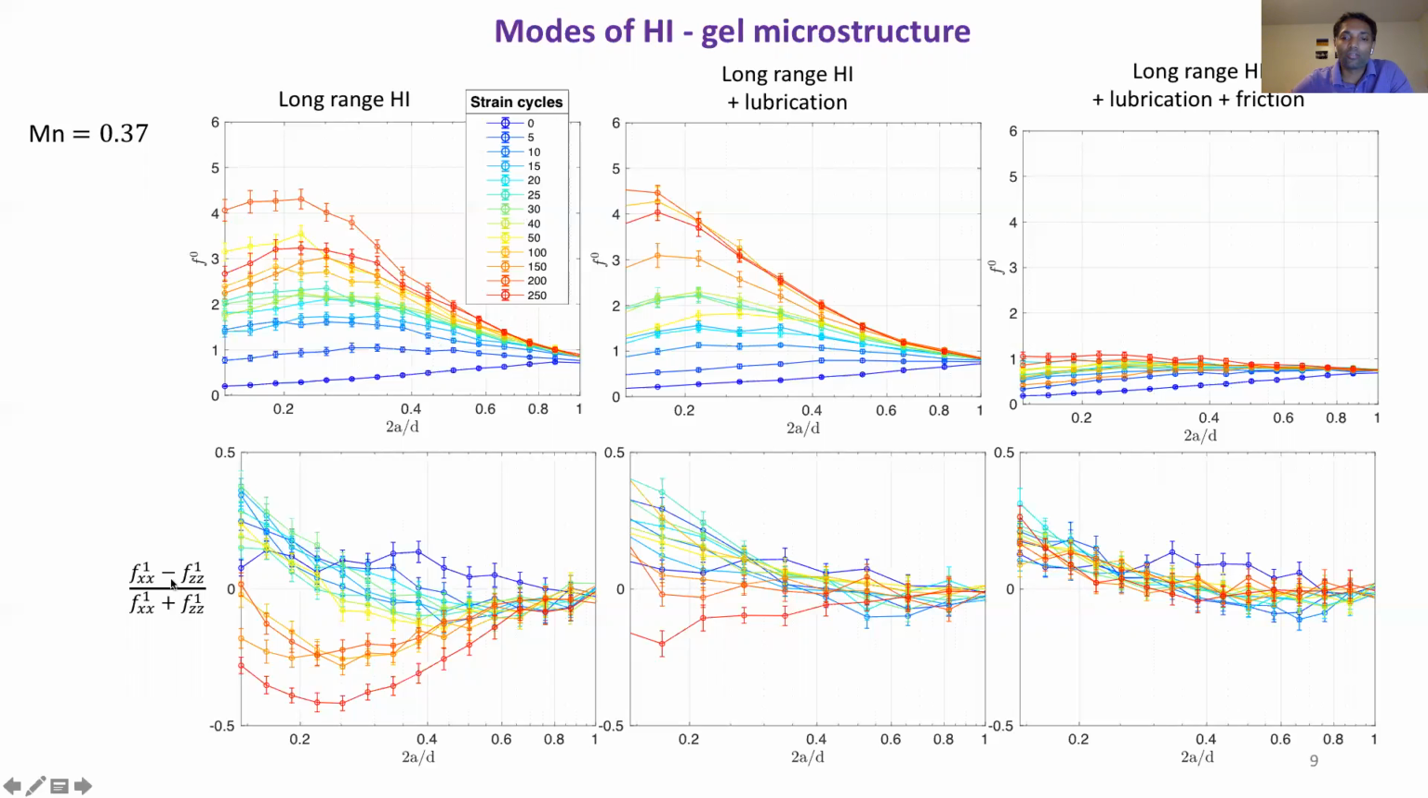Now let's look at the anisotropy factor. The gels from the lubrication module and the friction module show zero anisotropy, indicating that the presence of short-range hydrodynamics produces more symmetric gels. Whereas when you just have long-range hydrodynamics, you can see that the anisotropy factor is non-zero at larger length scales, indicating more asymmetric material.